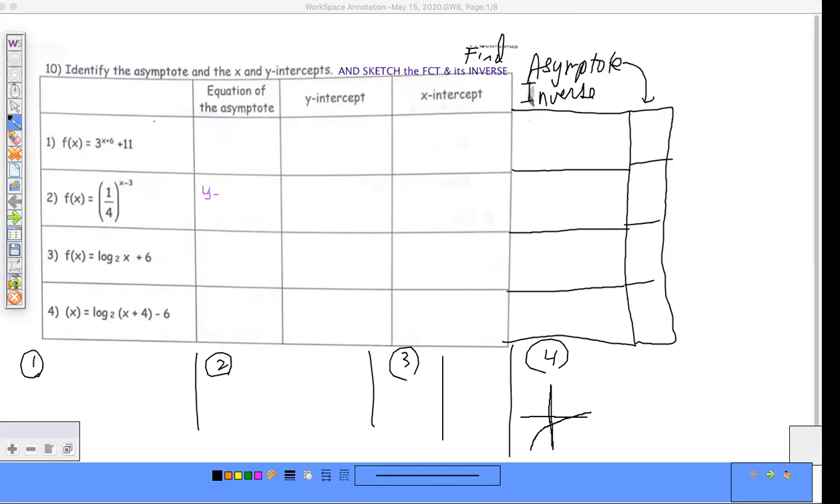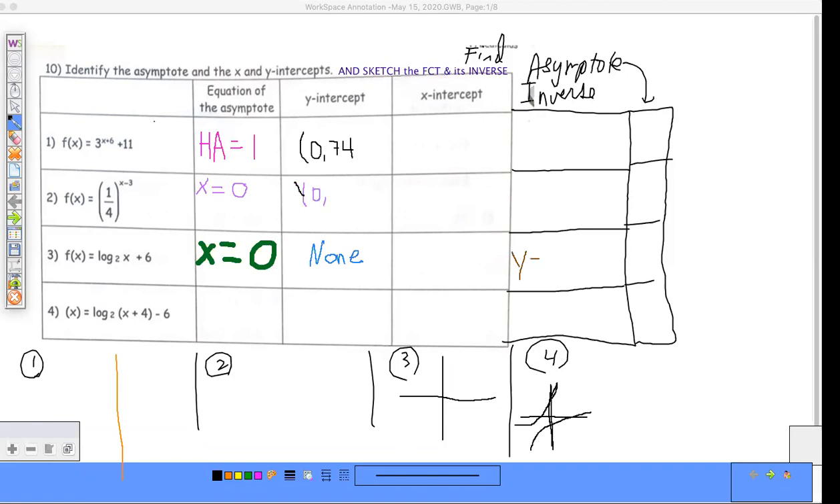Oh, shoot. How do you annotate it? Should I do the inverse on the same graph or a different graph? Same graph. I'm sorry. Oh, here she is. Okay.